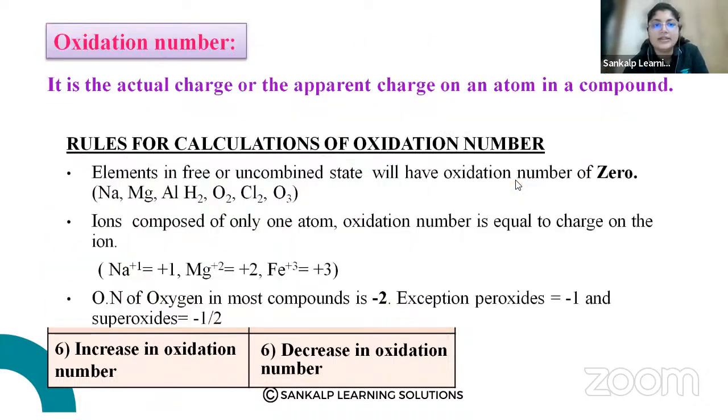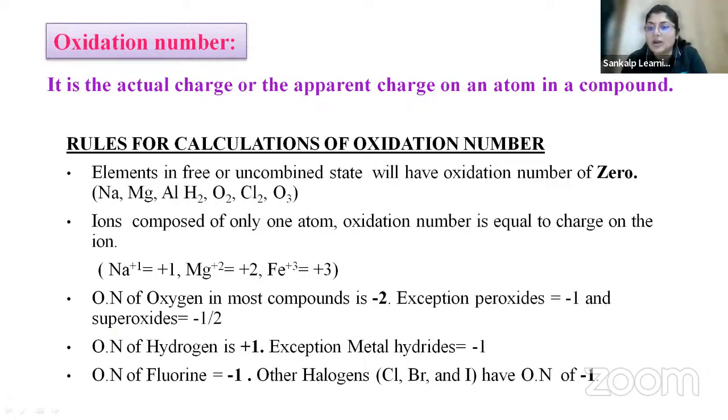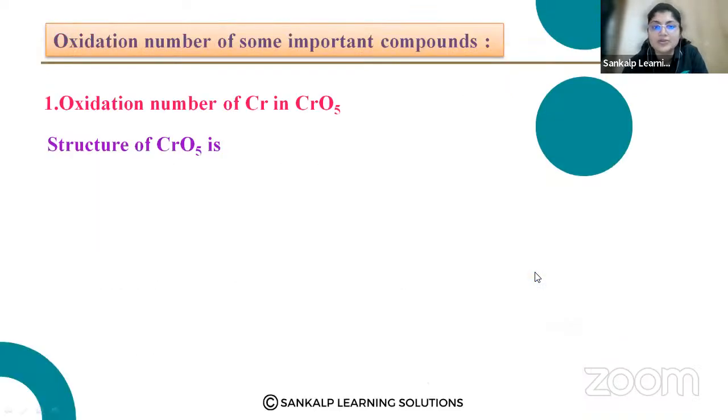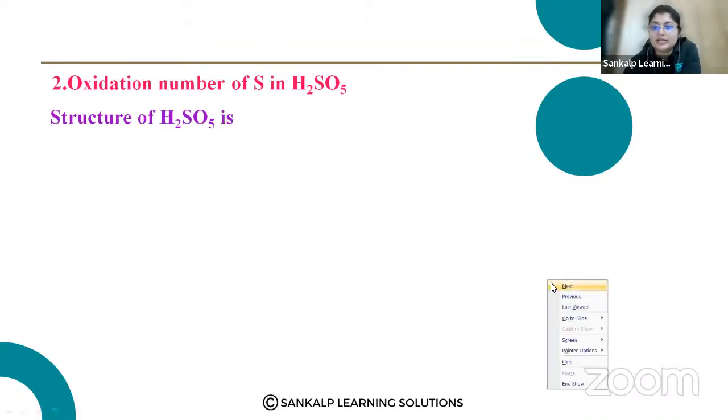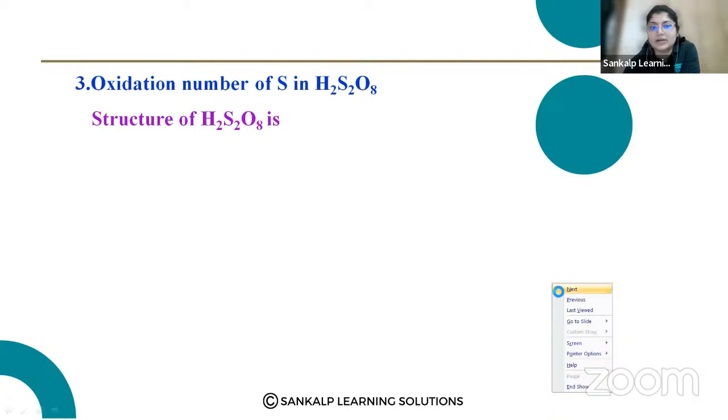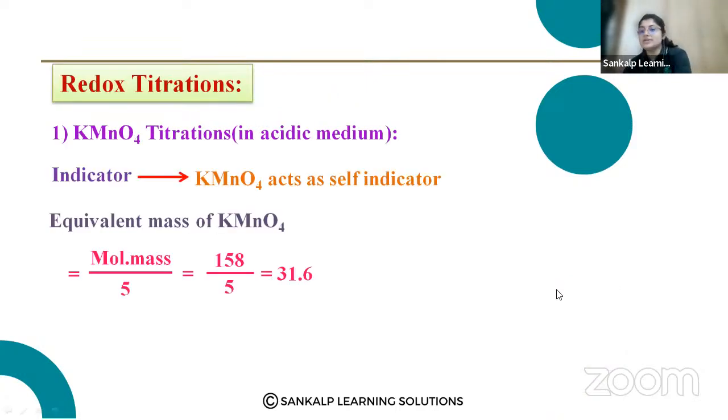Then we had seen what is oxidation number, and what the rules are for calculating oxidation number. Based on these rules, we solved these compounds, this one, then this one, and this particular compound. So these things we had covered in the previous class.